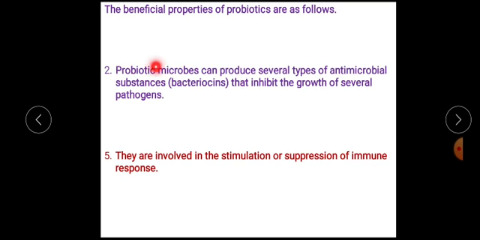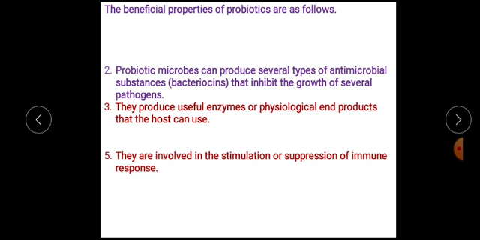Second, probiotic microorganisms can produce several types of antimicrobial substances like bacteriocins that inhibit the growth of several pathogens. Third, probiotics produce useful enzymes. Now this is an additional thing that we are seeing here. They produce various enzymes or physiological end products that the host can use, like vitamins and growth factors and various digestive enzymes.